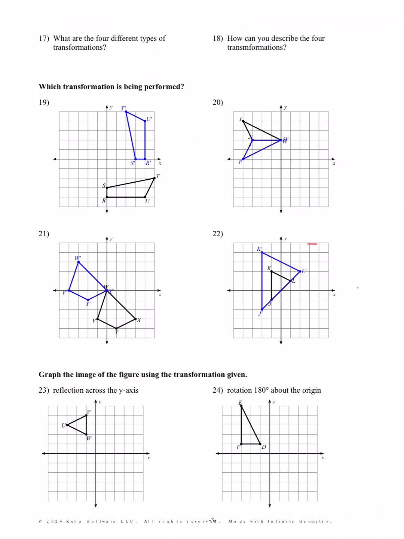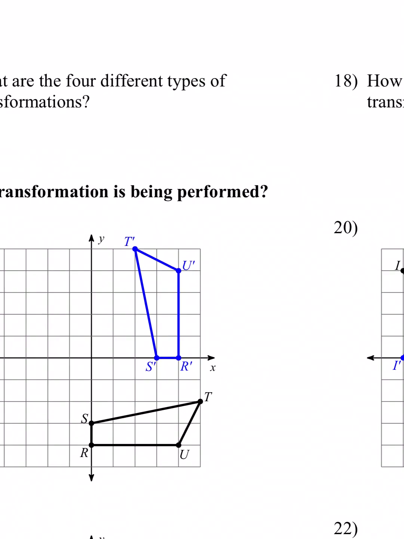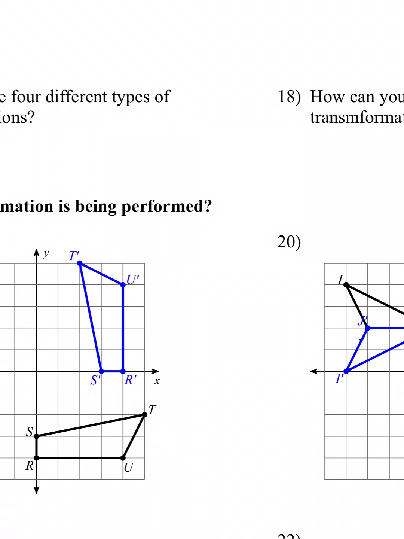Sides. On the third page. Why do you think I put 17 and 18 on there? So you know them, right? Use it as a word bank, okay? What are the 4 different types of transformations? What's one? Reflection. Rotation. Dilation. Dilation, translation. Good. Okay?